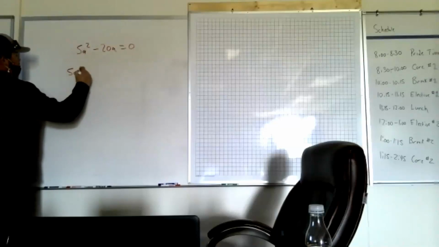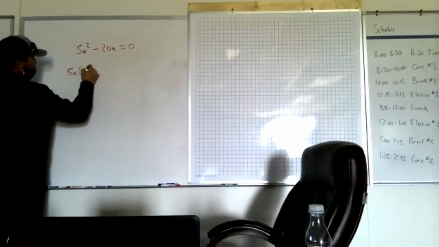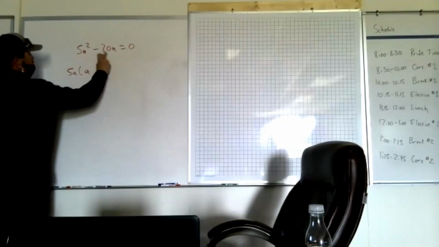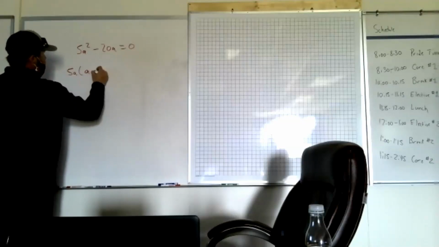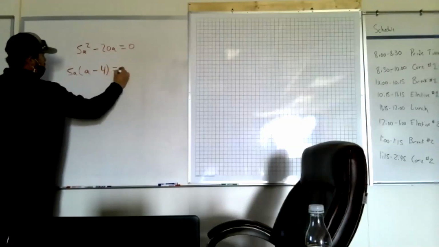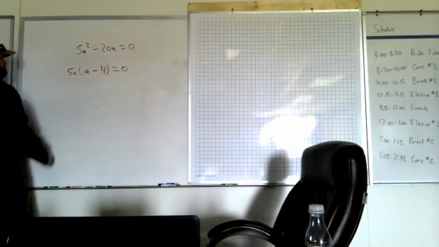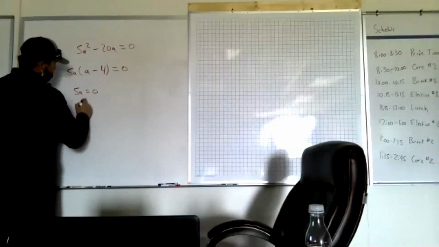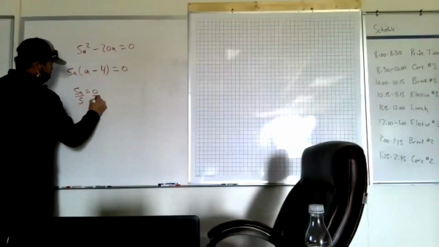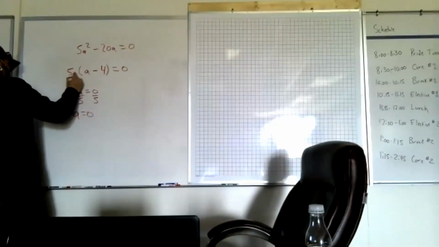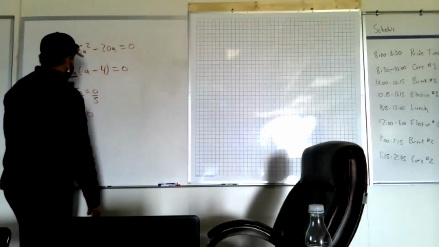So 5A squared divided by 5A gives me A. And then minus 20A divided by 5A gives me negative 4. Those are set equal to 0. 5A set equal to 0 and solve for A. Divide by 5 on both sides. Gives you that A is equal to 0. Crosses at the origin. Happens every time we have a variable factored out in the greatest common factor.